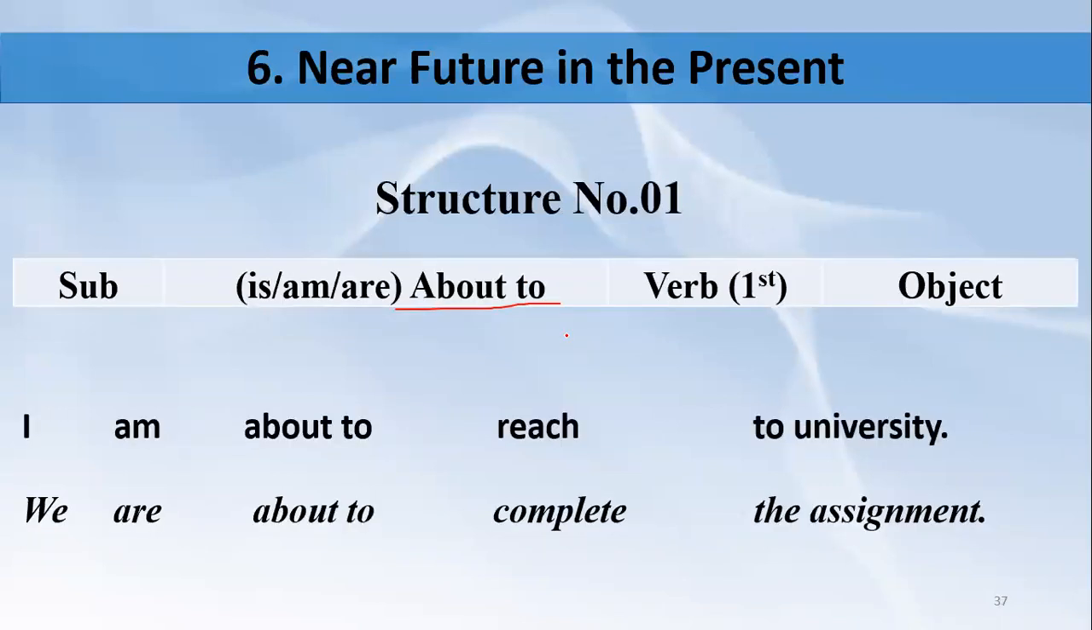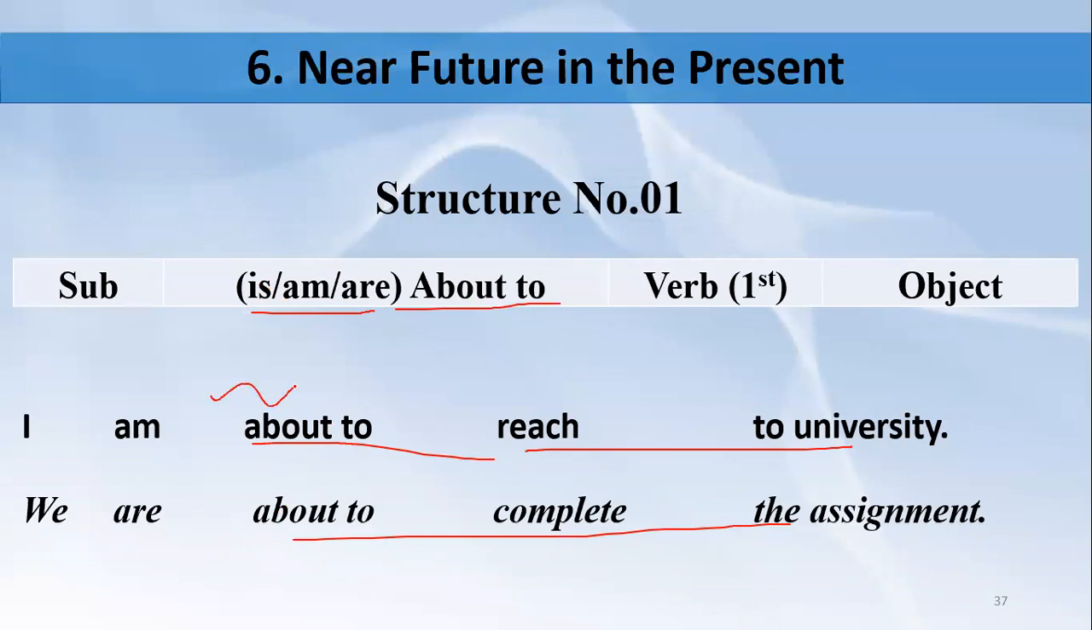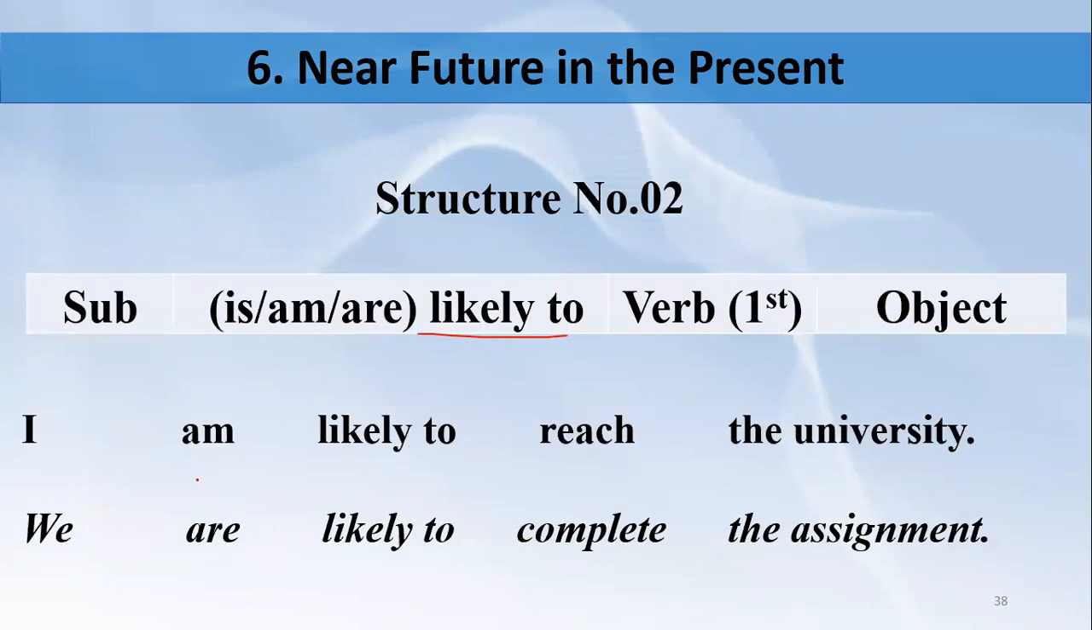So the first structure, subject, then first form of be, like is, am, are, and about to. I'm about to reach the university. We are about to complete the assignment. We are about to complete the course. We are not about to, the negative structures. Are we about to complete the course? So that is then the interrogative structures. So about to, and the second one, likely to. I'm likely to reach the university. We are likely to complete the assignments, we are likely to complete the course. Clear?